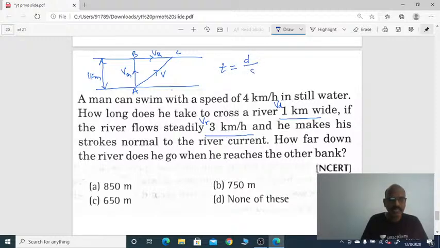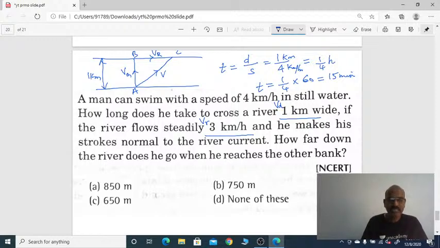Distance by speed. The distance is 1 kilometer, by the speed of 4 kilometer per hour, which is equal to 1 by 4 hour. Converting 1 by 4th hour into minutes, multiply by 60. So you will get 15 minutes as the time taken by the swimmer to cross the river.